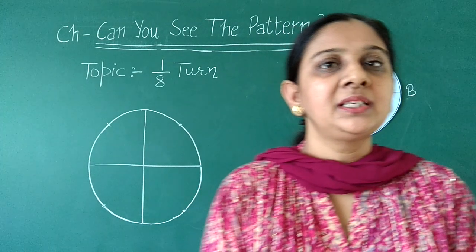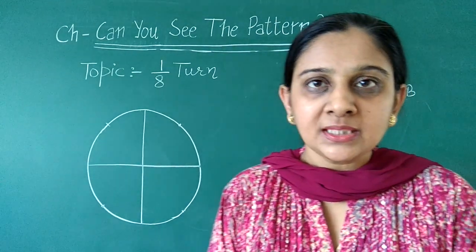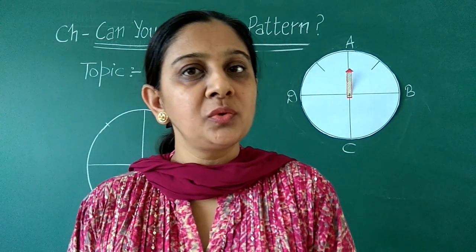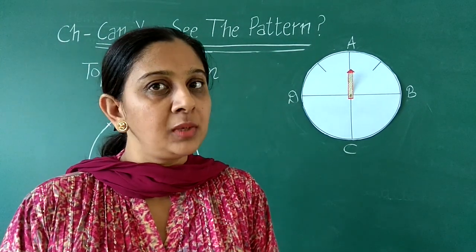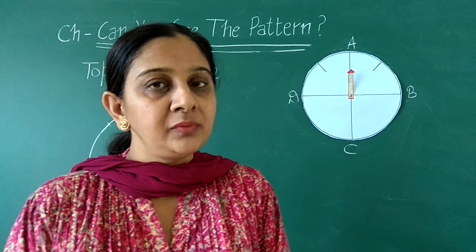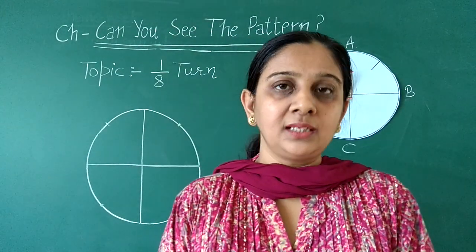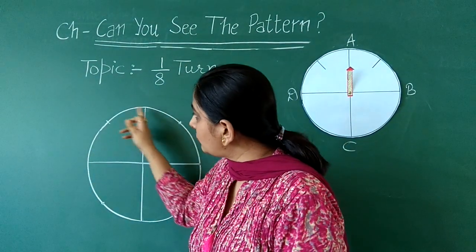Today again children we will continue the chapter Can you see the pattern? In the previous video students you have learnt about half turn, 1 by 4th turn and 3 by 4th turn. Today we will discuss about 1 by 8th turn. Now look here. I have drawn a circle.